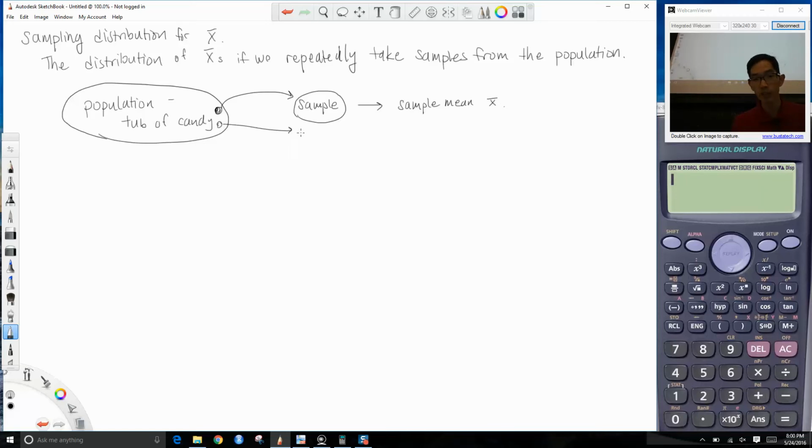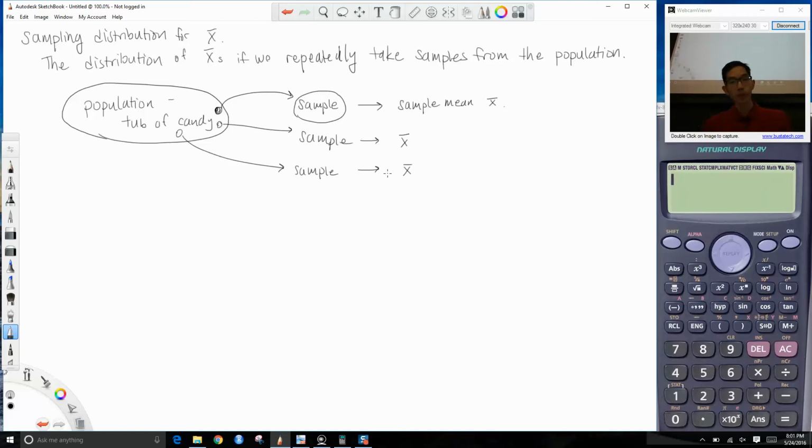So we take another sample and we record another x bar. And we take another sample and we record another x bar. Does this sound kind of familiar? Except before, every time we recorded the sample proportion, this time we are recording the sample mean. That's the only difference. And with the sample mean, we're going to look at the distribution of x bars.